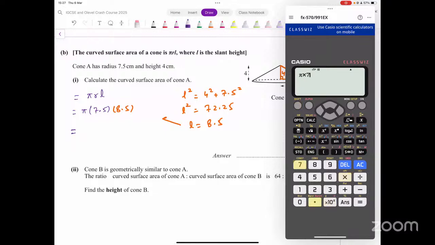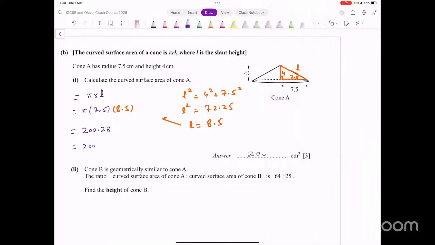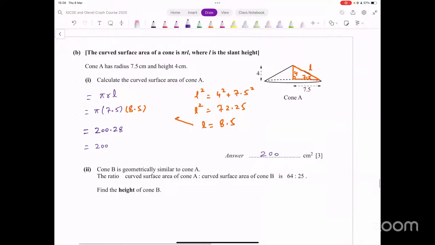Pi into 7.5 into 8.5, and that is 200.276 and so on. You can say 200.28. If you round it off to 3 significant figures, that would be 200. That's what you can write here, 200 centimeters squared. That's your final answer. All right, let's move on.